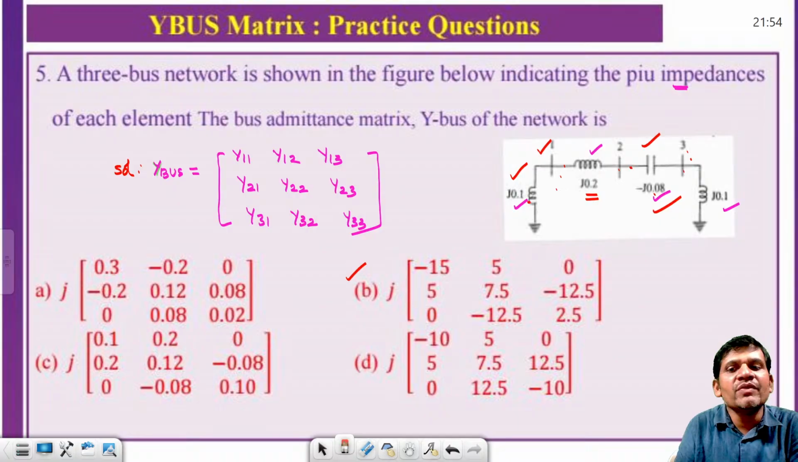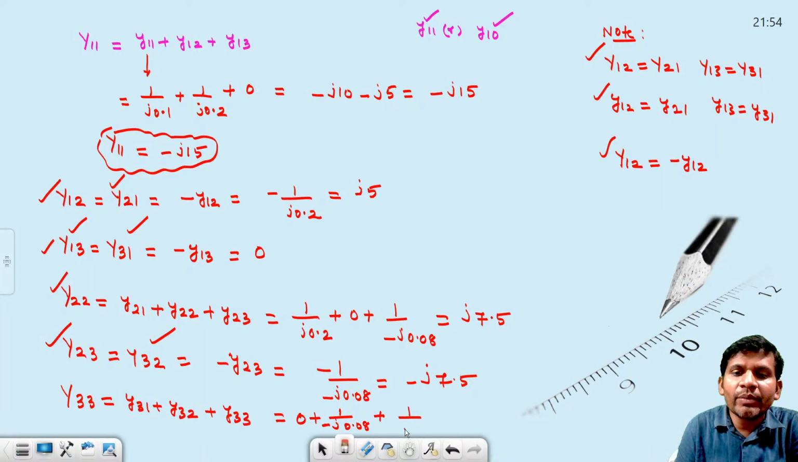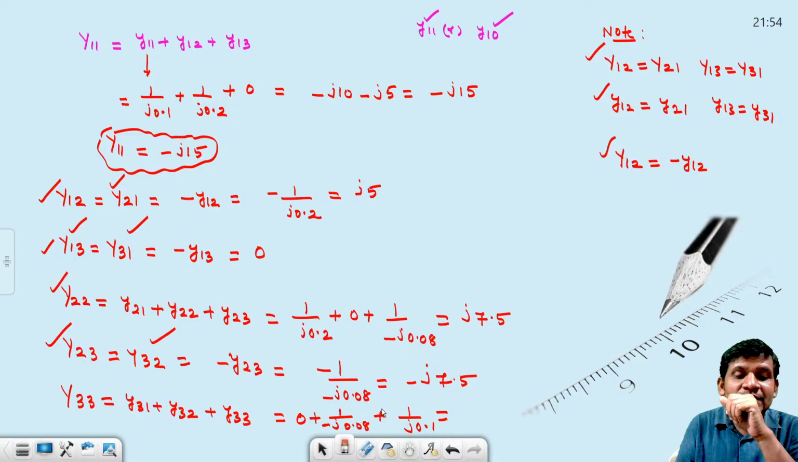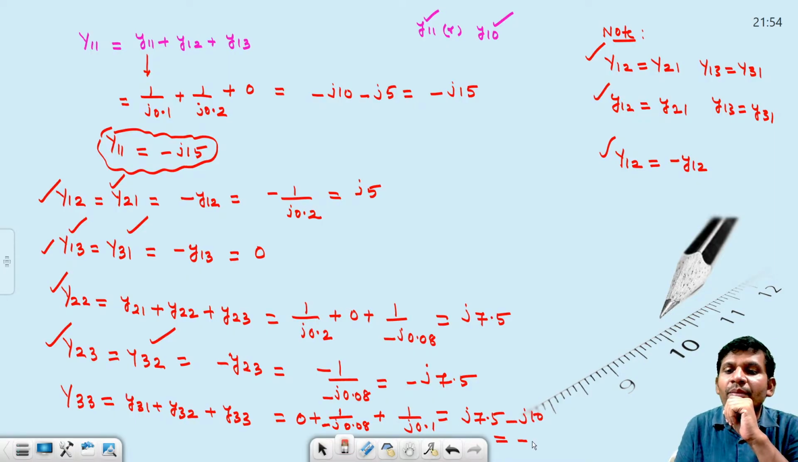Y33, the element which is connected to only 3, which element? J0.1, 1 by J0.1. This is how much, you tell. Minus J0.08 is how much? This is equal to how much, friends? Plus J0 plus J7.5. This becomes minus J10. So how much does it come to? Minus J2.